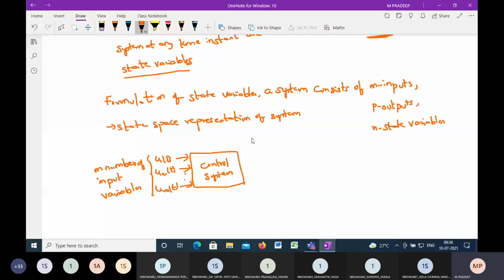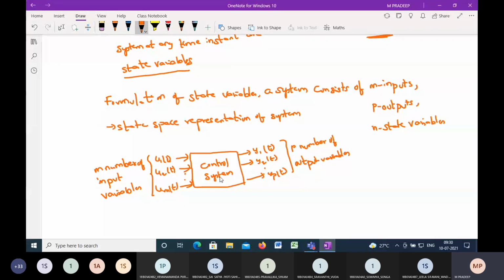And p number of outputs, that should be called y1 of t, y2 of t, and so on up to yp of t. Which is nothing but my p number of output variables.